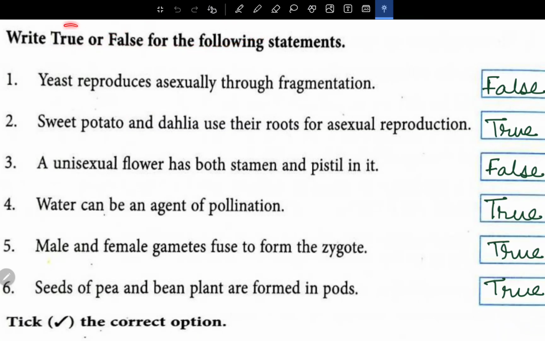Next is true and false. First, yeast reproduces asexually through fragmentation. This is a false statement. Sweet potato and dahlia use their roots for asexual reproduction. This is true.